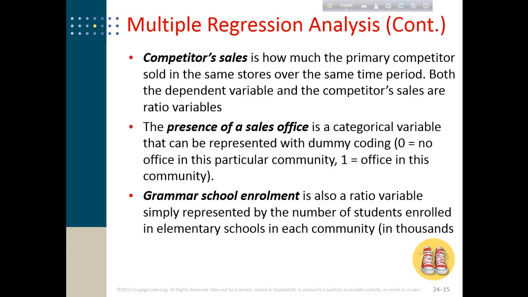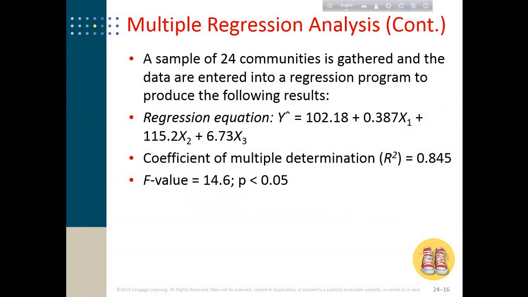These points I already discussed. Now they estimated the regression equation and they got this result. So this is the dependent variable and this is the intercept. Now this is the coefficient: 0.387 is the coefficient for the first variable, 115.2 is the coefficient of the second variable, and 6.73 is the coefficient of the third variable.